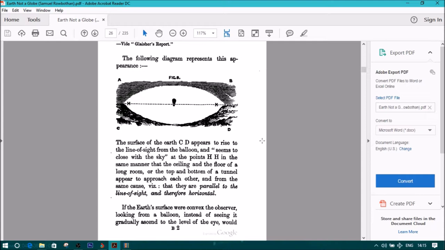At the points HH, in the same manner that the ceiling and the floor of a long room or the top and bottom of a tunnel appear to approach each other, and from the same cause, visually, that they are parallel to the line of sight and therefore horizontal.